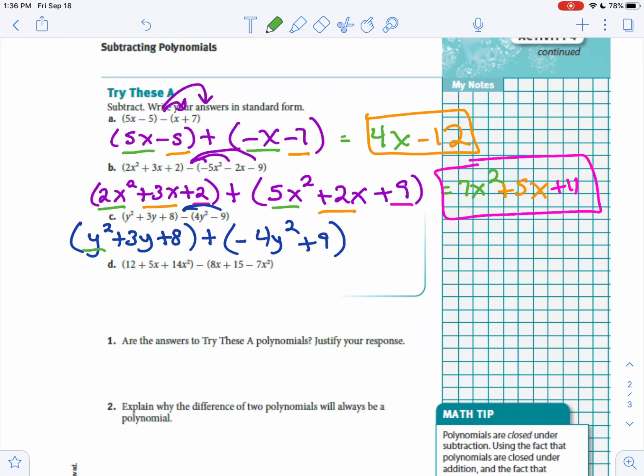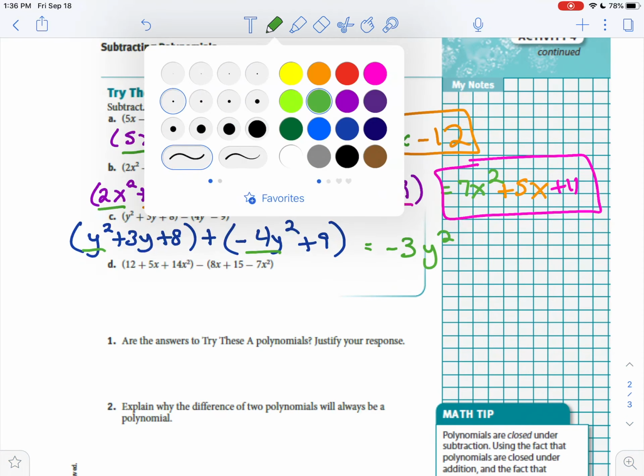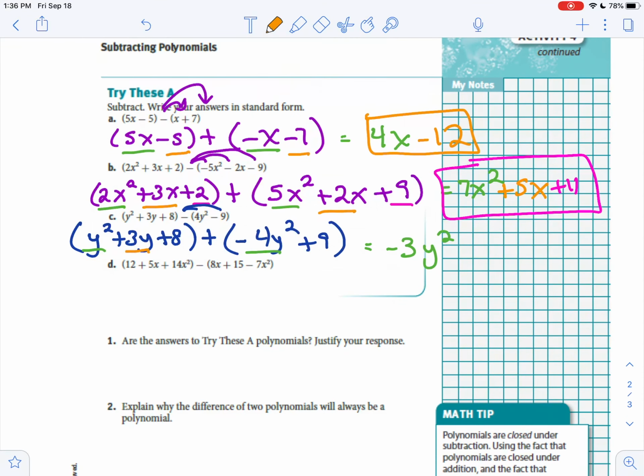I have a y squared, and I'm going to combine it with negative 4y squared. That's going to give me negative 3y squared. Then the y's: I have 3y and nobody to match up with it, so we'll just keep it plus 3y. And finally the constants: I've got an 8 plus a 9, and that's going to make 17. Done.